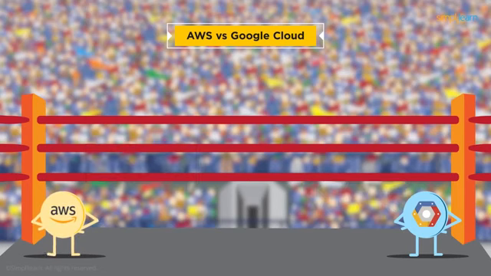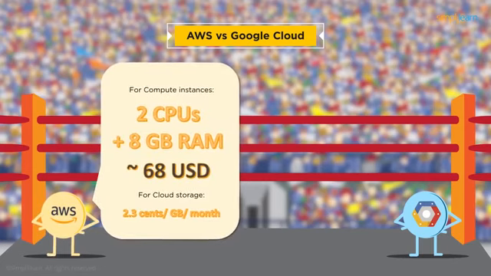Now, let's compare a few things. For starters, let's compare pricing. For AWS, a compute instance of 2 CPUs and 8 GB RAM costs approximately $68 US. Now, a compute instance is a virtual machine in which you can specify what operating system, RAM, or storage you want to have. For cloud storage, it costs 2.3 cents per GB per month with AWS.